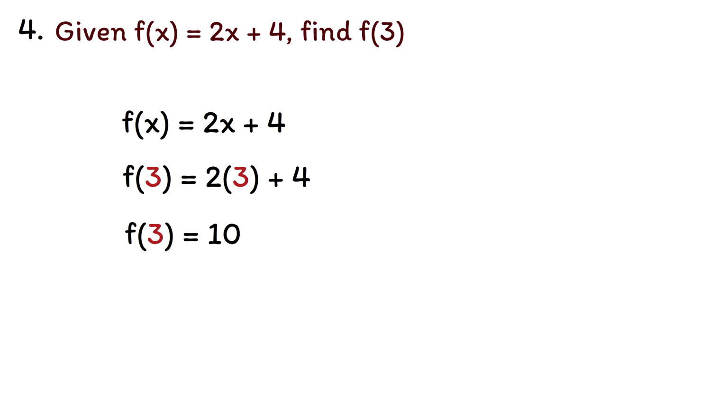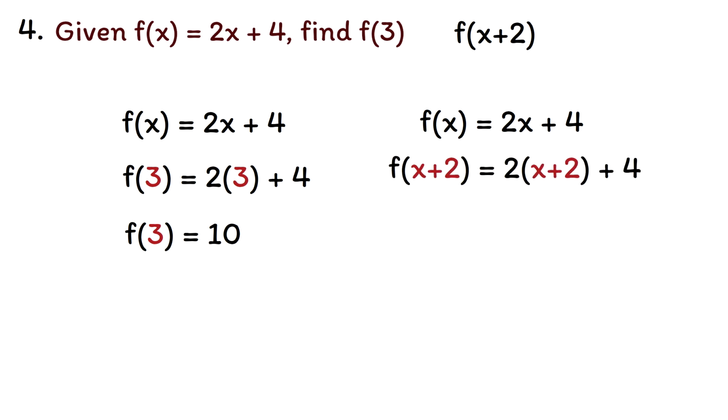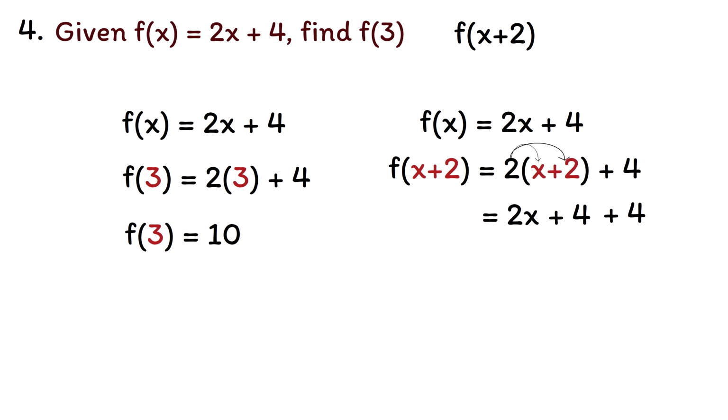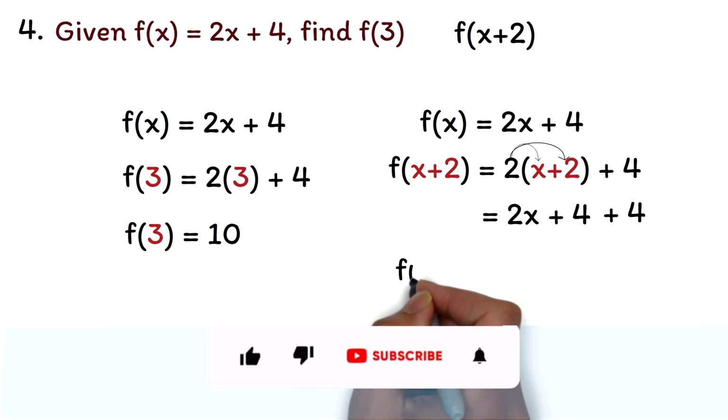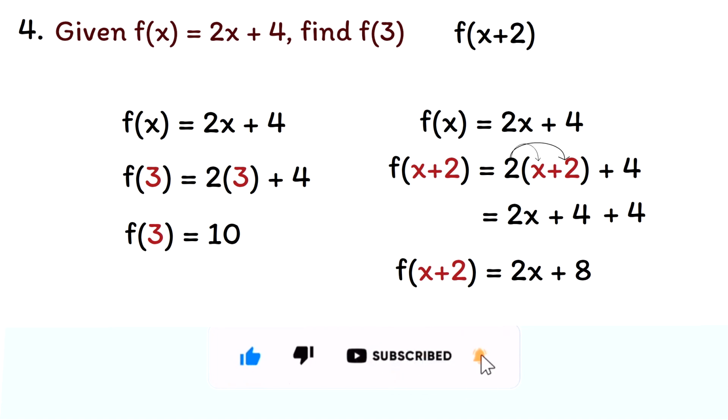Please, don't get confused when changes are made to questions like this. Stick to the process and you'll get the correct answer. If you are supposed to find f of x plus 2, we just replace the x with x plus 2. We have f of x plus 2 equals 2 times x plus 2 plus 4. We can distribute the 2. 2 times x is 2x, and 2 times 2 is 4. We can then simplify. 4 plus 4 is 8. So we have f of x plus 2 equals 2x plus 8. We followed the same process.